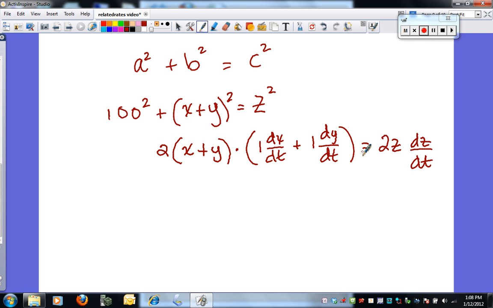So in this problem, we're trying to find how fast dz/dt is changing, the distance between the two ships. So I'm going to try to isolate that. The way I can easily do that is by dividing both sides by 2z.